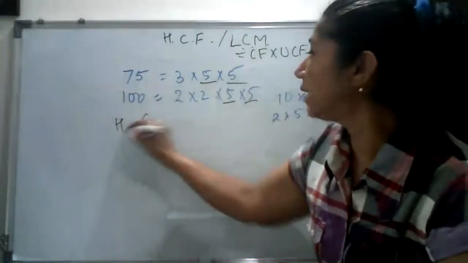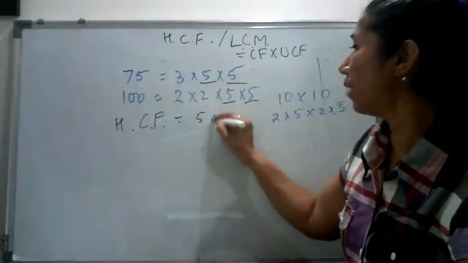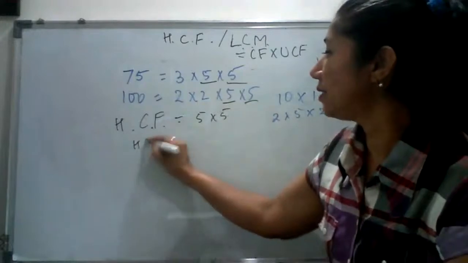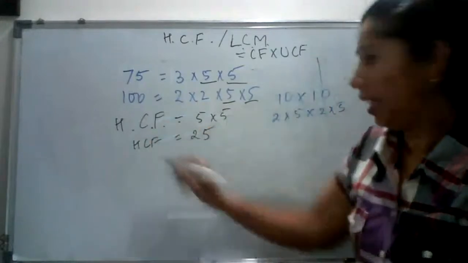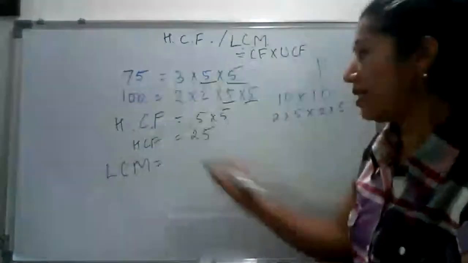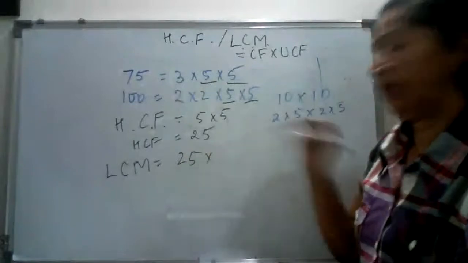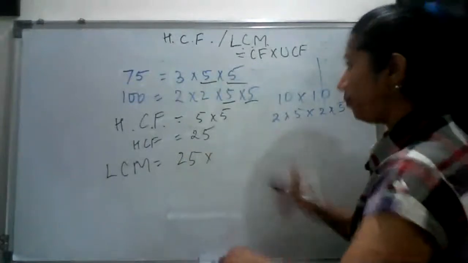Common factor, that is HCF, you put the dot, you don't put the dot, it's okay, 5 5's and hence HCF is equal to 5 5's are 25, fine. And now we go for LCM. What is LCM? Common into uncommon. What is uncommon? Let's take it.